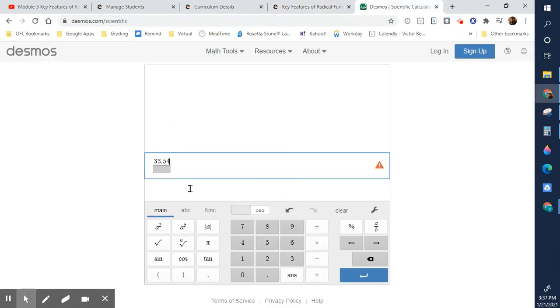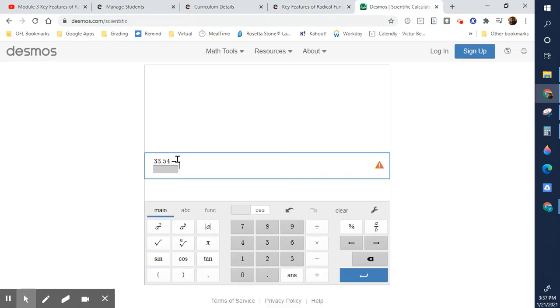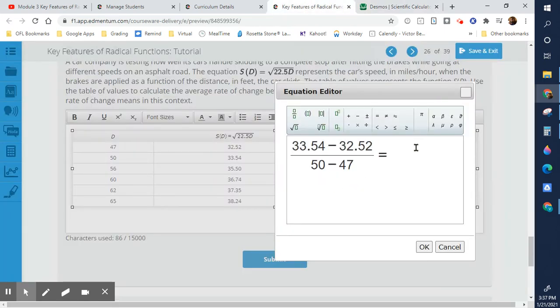33.54. And our other one is 32.52. We're going to make this over 50 minus 47. And we get 0.34.